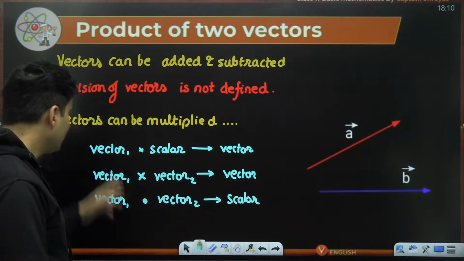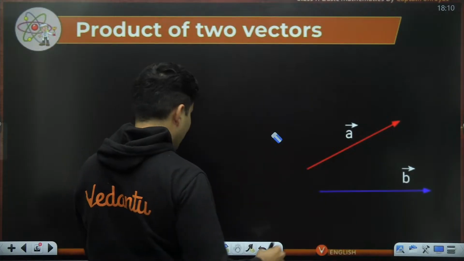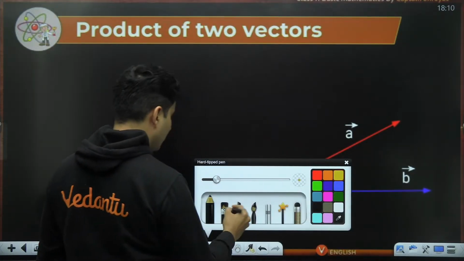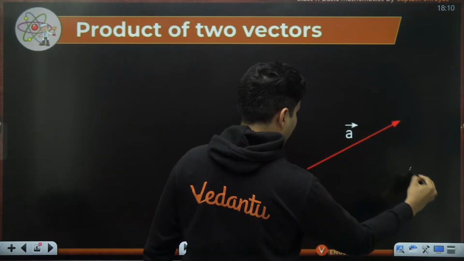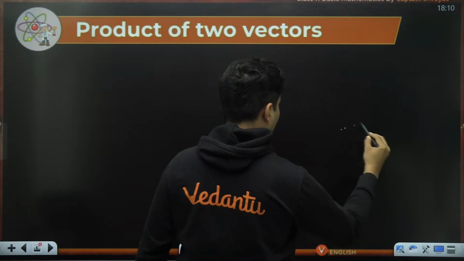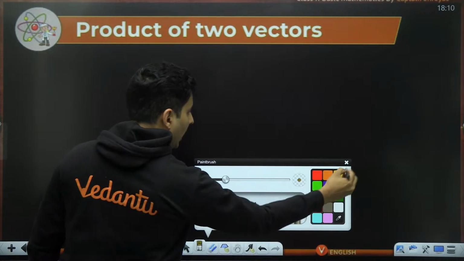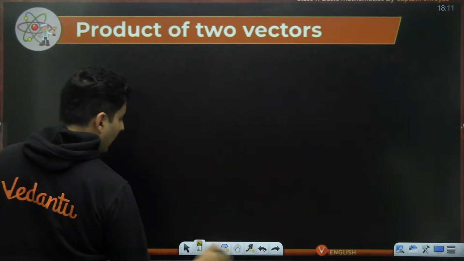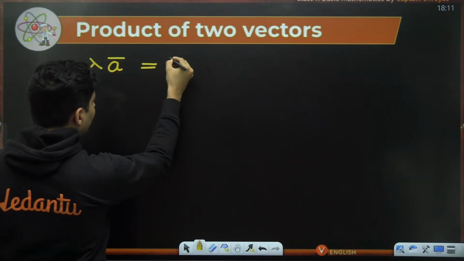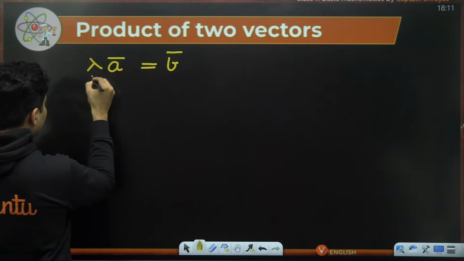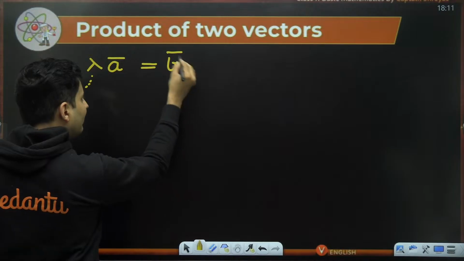Is that fine, everyone? Let me start with the first one: a vector being multiplied by a scalar. Say for example, my dear students, I take a vector A and I multiply it with a scalar like lambda. The outcome will be a vector quantity. What is lambda? Lambda is just a number, like a scalar number. You can see I will get a new vector.